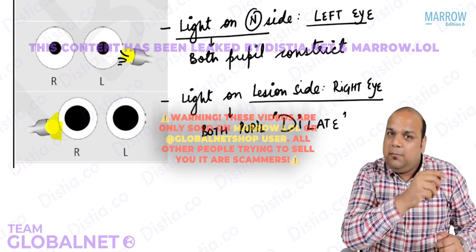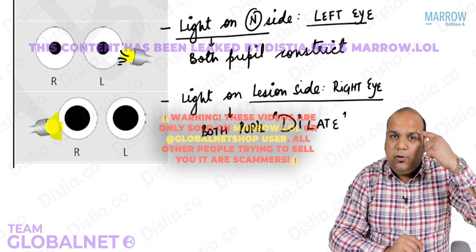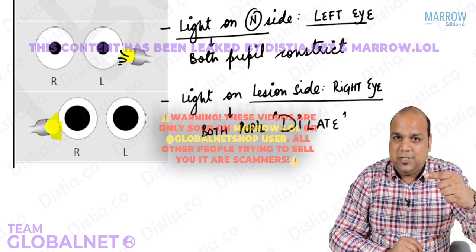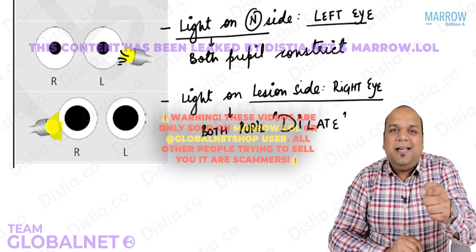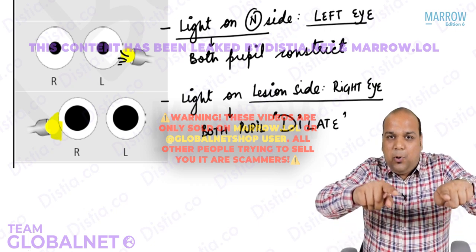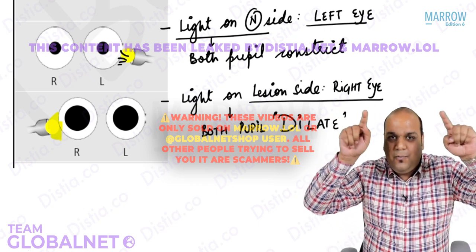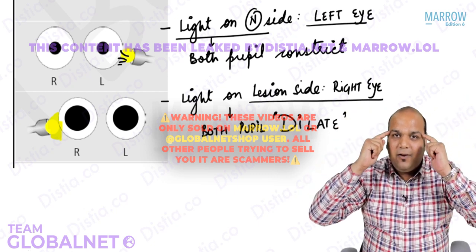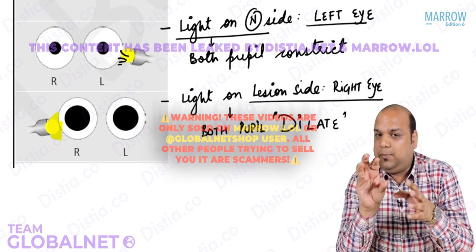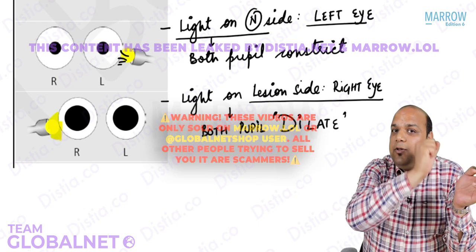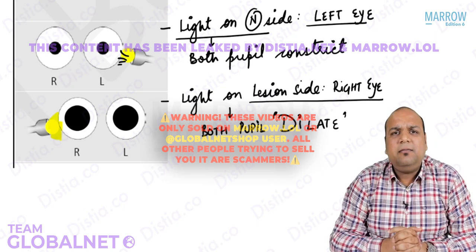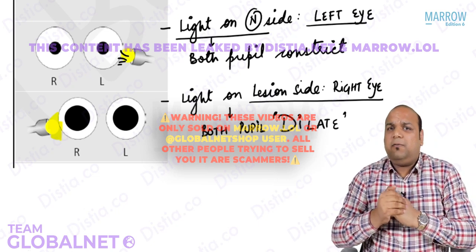Yes or no? Yes. Because it is partially functional, what will occur? Light will fall onto the right retina. It will go into the right optic nerve, but it is partially functional. So from the right optic nerve, the impulse will travel down the optic chiasma, optic tract, pretectal nucleus, both Edinger-Westphal nuclei, both oculomotor nerves, both ciliary ganglia, both short ciliary nerves, and both pupils will constrict. When I threw light on the normal side, both pupils constricted. When I threw light on the lesion side, again both pupils constricted. But sir, you have written both pupils dilate. You are explaining both pupils constrict, but you have written both pupils dilate.